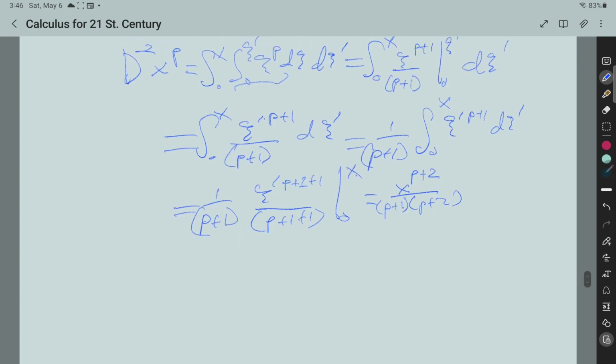So the pattern that you see would be like this. So you have d to the minus n of x^p. Okay. So then you would have 1 over p plus 1, p plus 2, ... p plus n. The power is going to be x to the p plus n, like that. Okay.